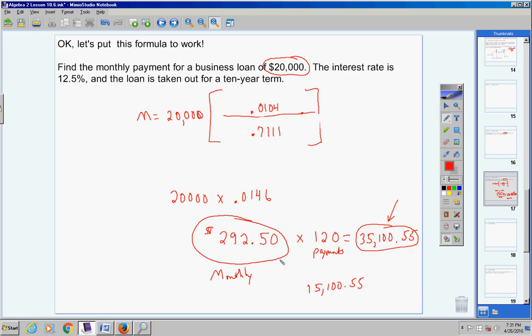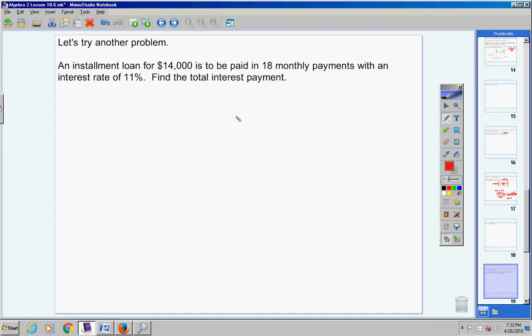You see it here, guys? I had to take my monthly payment and multiply it by all of my payments, in this case 120 payments over the course of 10 years. And that showed me how much I paid back. And so then I knew my interest was this much. So even though they don't come out and say find the monthly payment, if I'm going to find the total interest that you paid, I'm going to have to first of all find the monthly payment.